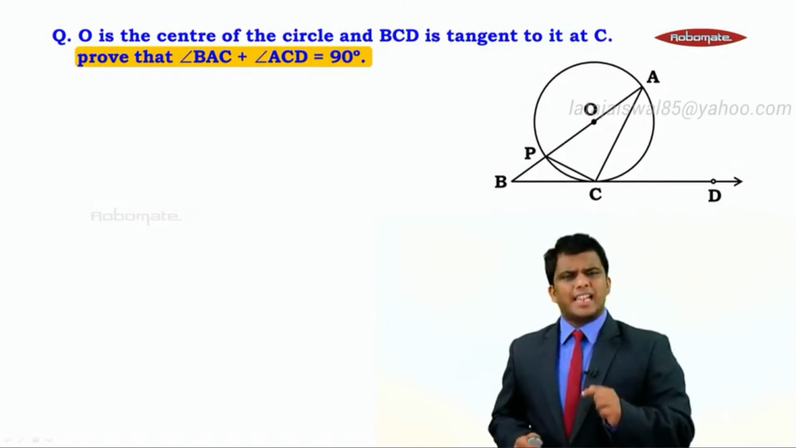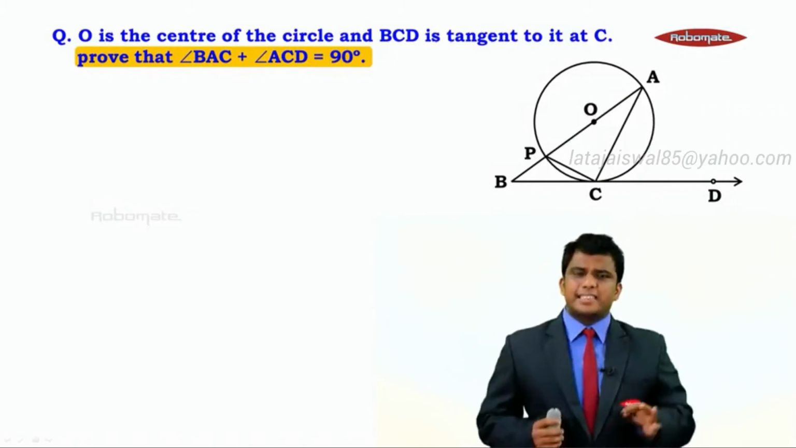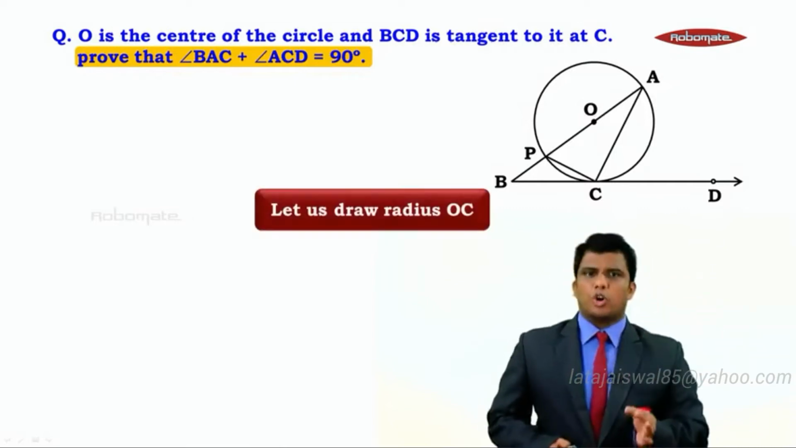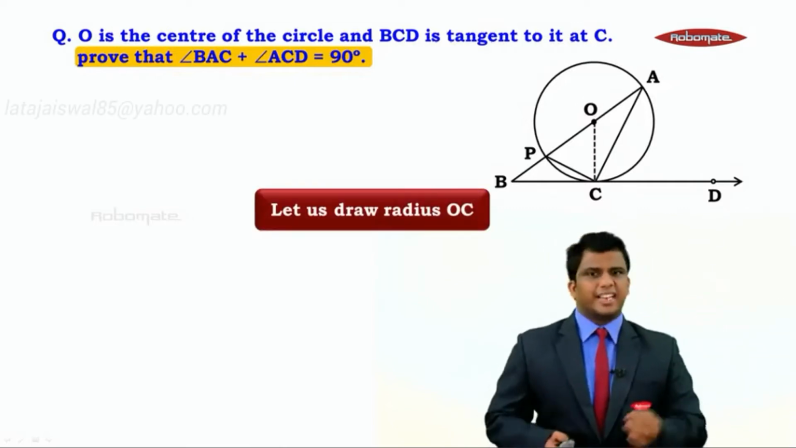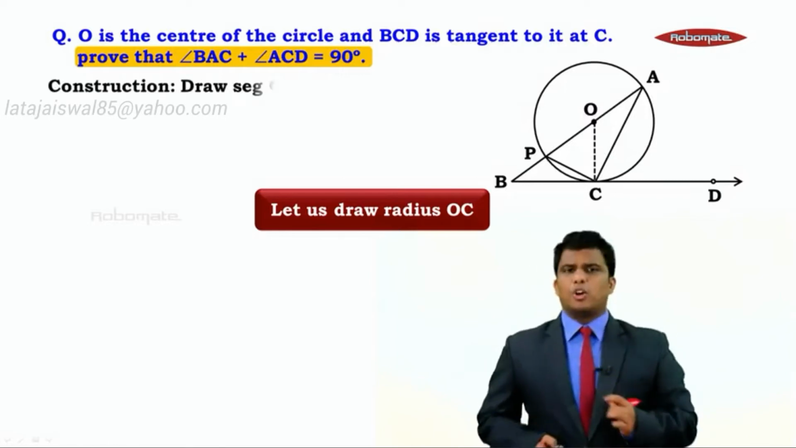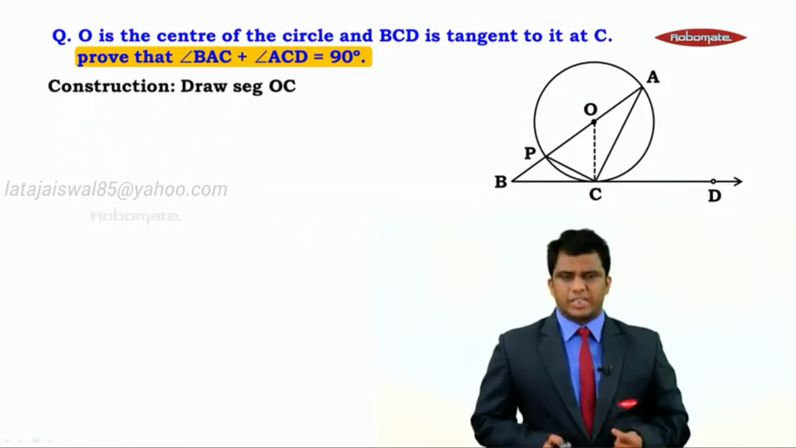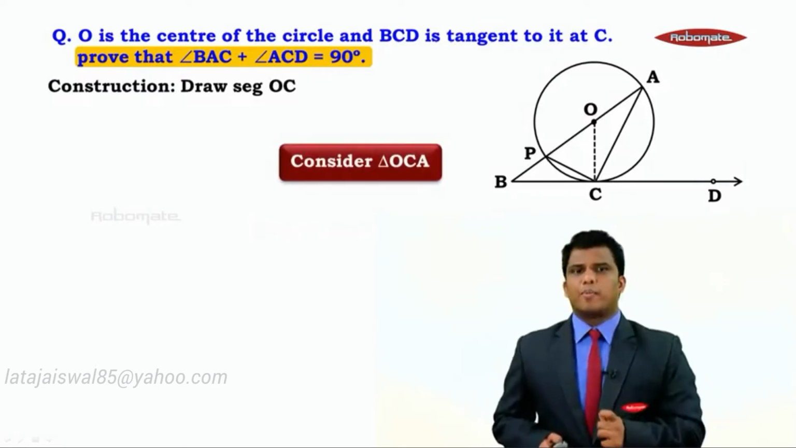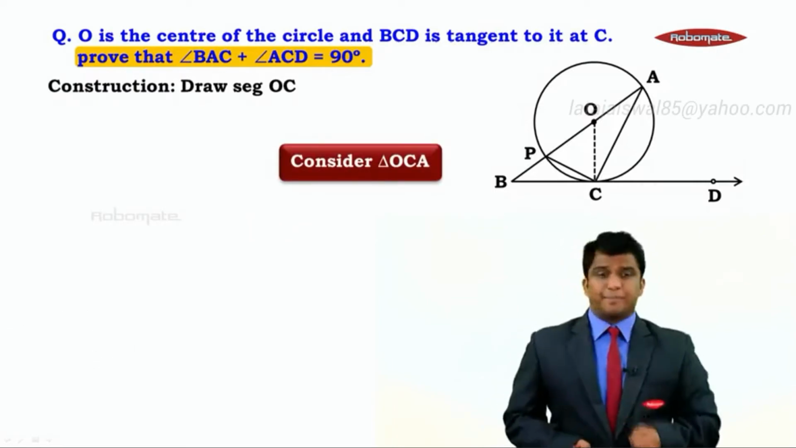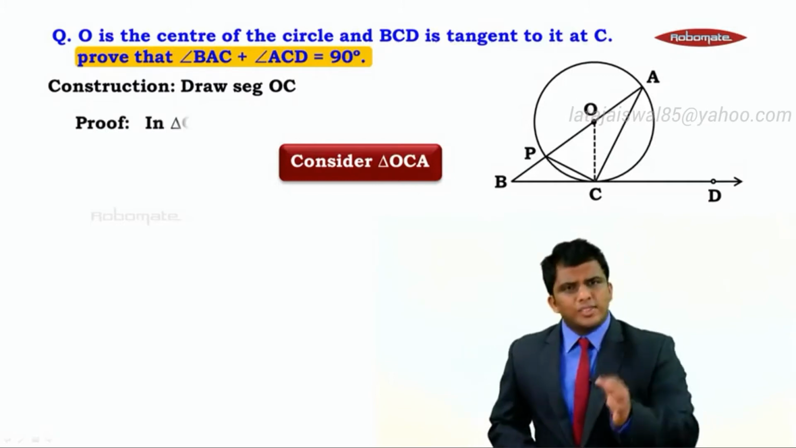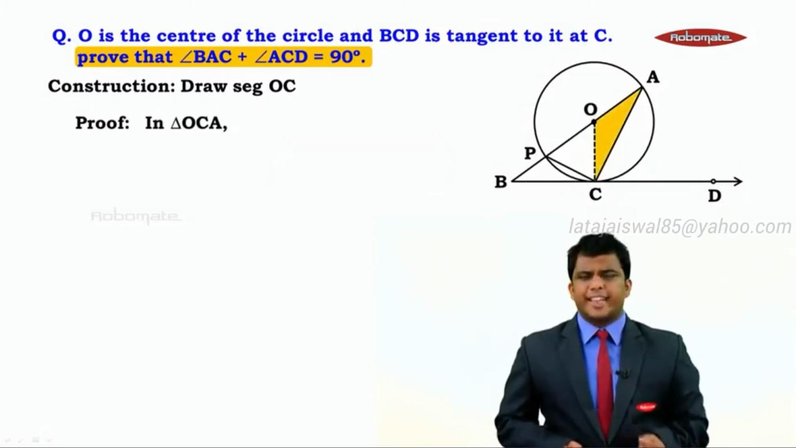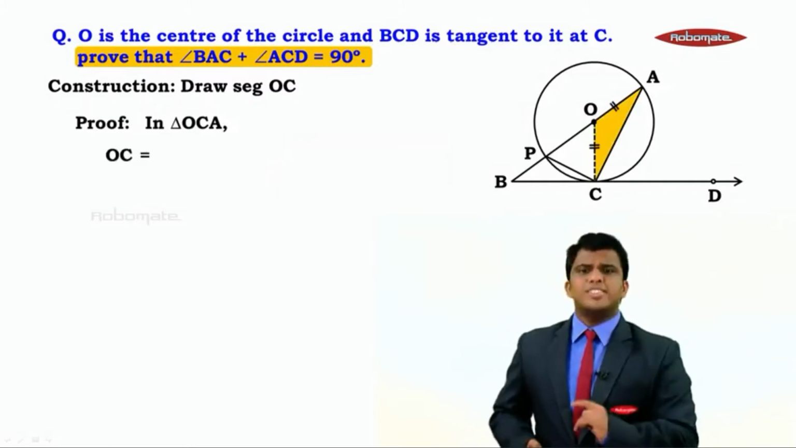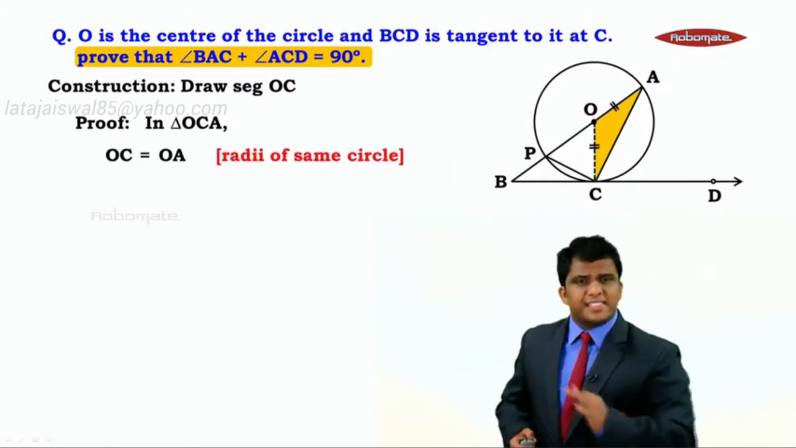Now here the given tells us that line BCD is a tangent, and for a tangent we need to have a radius. So let's draw segment OC, which is the radius. Now because we drew segment OC, let's see what we understand further. OC and OA now form a triangle OCA. In triangle OCA, we see that OA and OC are definitely equal, because they are radii of the same circle.